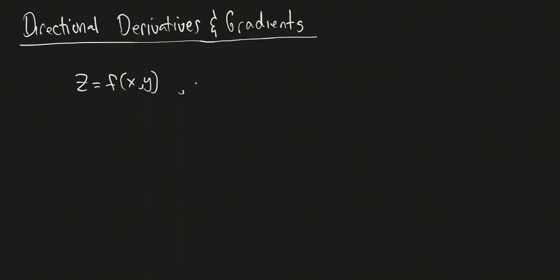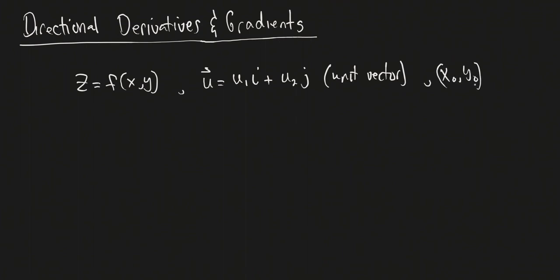And then we needed a unit vector, and that unit vector, let's say, would have components u1 i and then u2 j, right? So this one is a unit vector as per definition. And then we needed a point, right? So we needed the point x0, y0, and we're going to assume that our surface is nice and continuous there and differentiable there. So here we can just say a point that's in the domain of this surface.